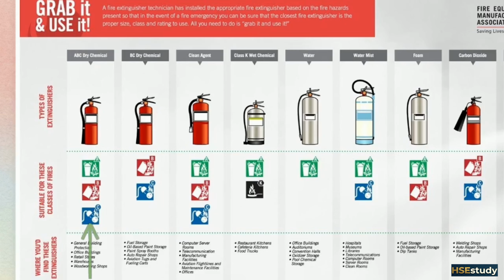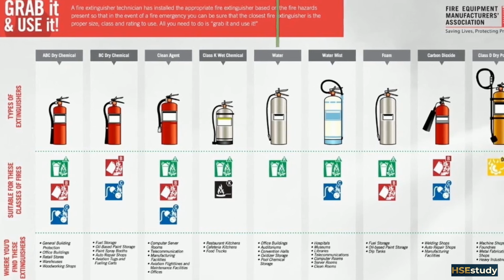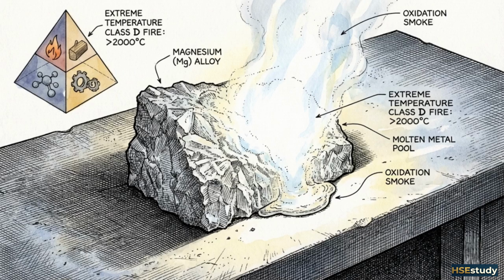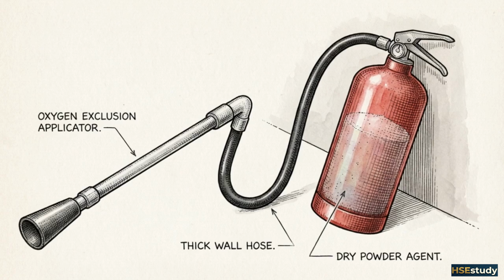Moving across this chart to Class C hazards, which involve energized electrical equipment, the required chemical must be entirely non-conductive. A water-based agent here would act as a live wire, carrying lethal electrical current directly back to the operator. Class D hazards involve combustible metals like magnesium or titanium. These extreme temperature fires require a specialized dry powder designed to absorb intense heat and permanently exclude oxygen.